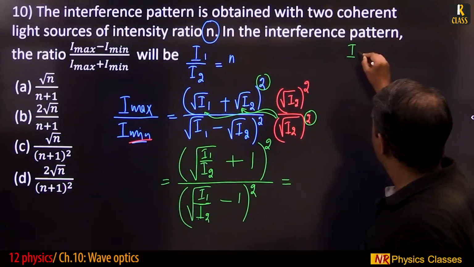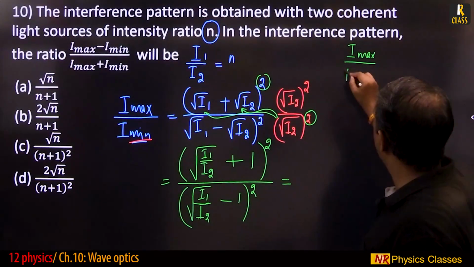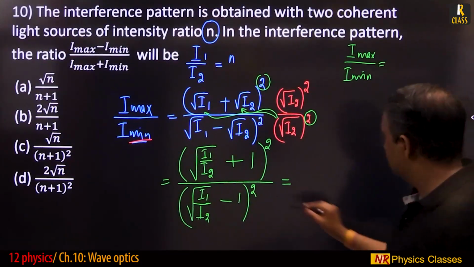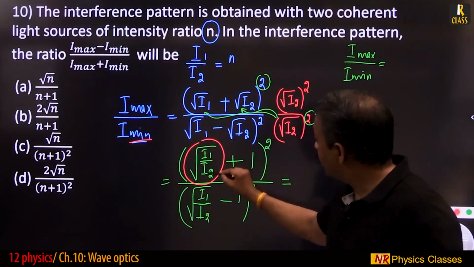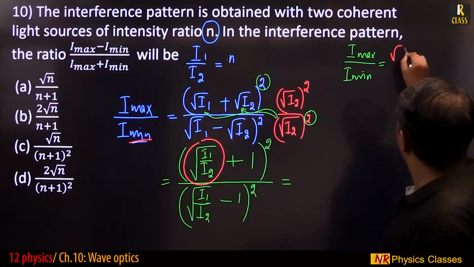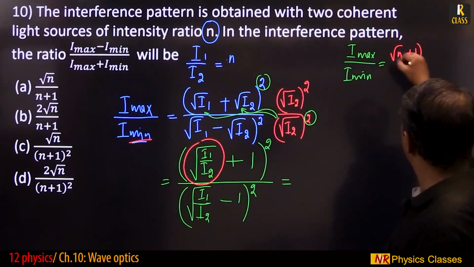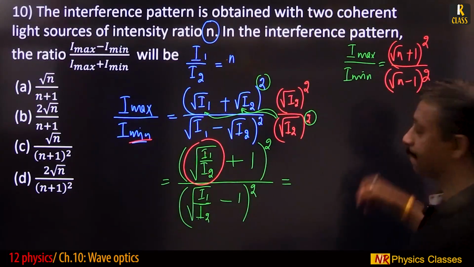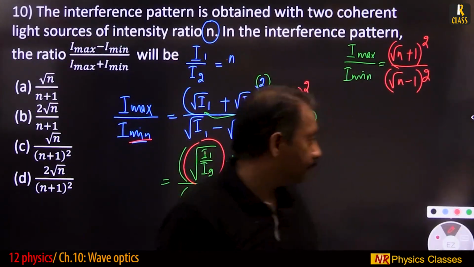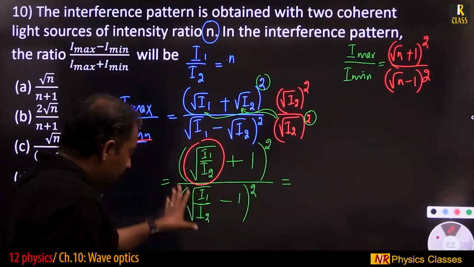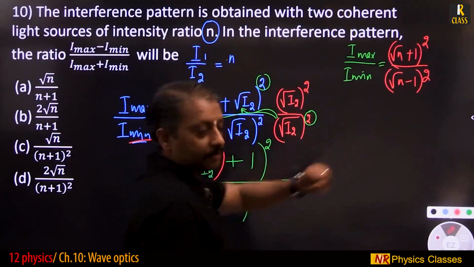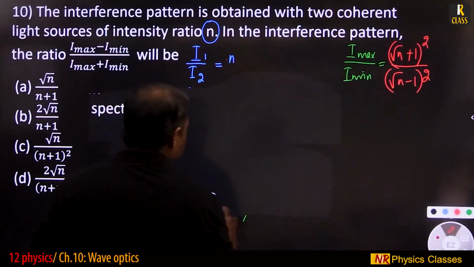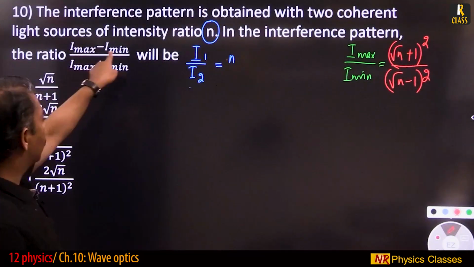So I maximum by I minimum equals (root of I1 by I2, which is n) so (root n plus 1) square by (root n minus 1) square. Hope you understood this. So by all this, we have this equation. Now consider I maximum, I minimum.